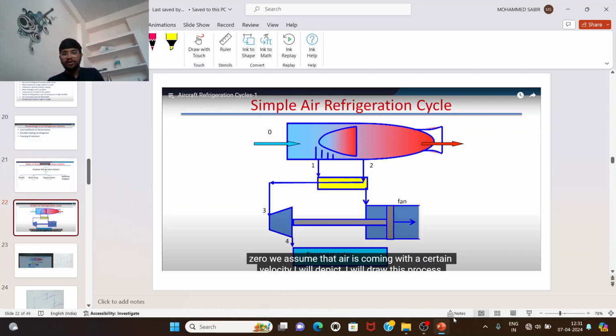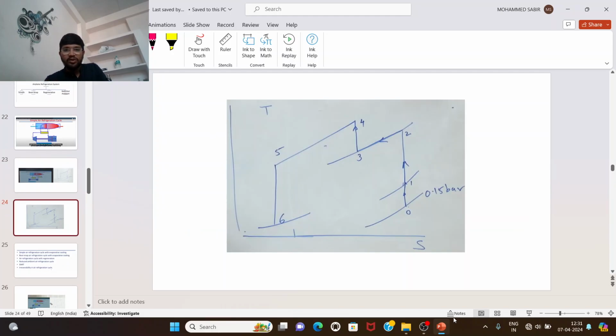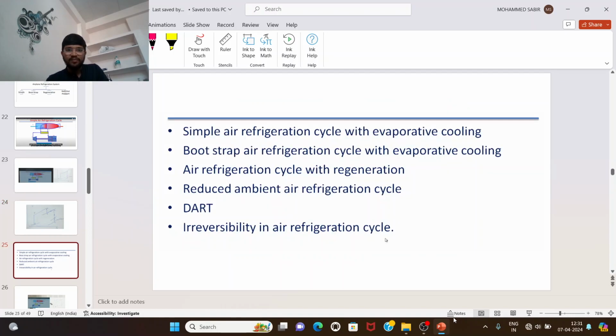Whatever work we get from the turbine is basically used to run a fan for the cooler. In a bootstrap air refrigeration cycle, we install one extra compressor and one extra cooler. This is the basic difference between bootstrap and simple air refrigeration cycle.